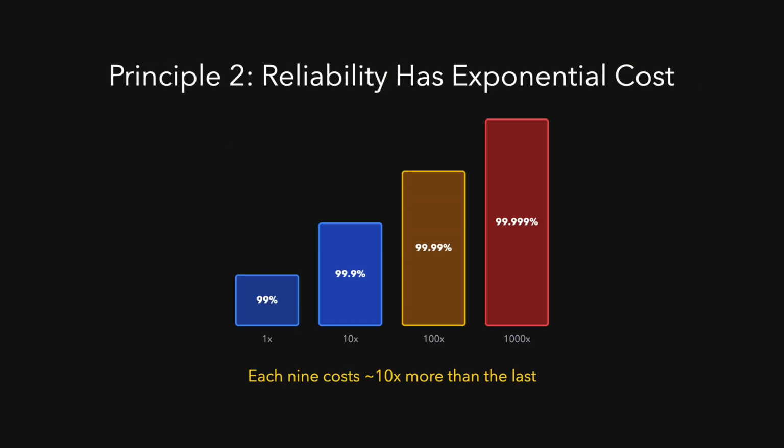Second one, reliability is a feature with costs. Every increment of reliability requires exponentially more engineering effort. Going from 2 nines to 3 nines, that's your first level of effort.